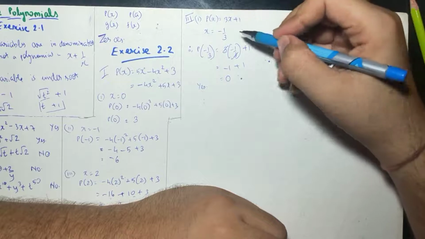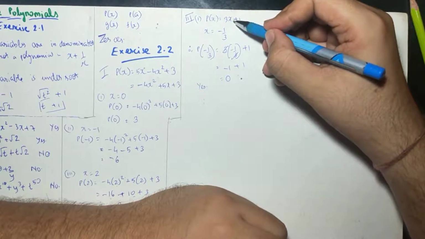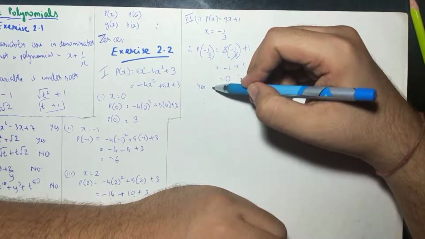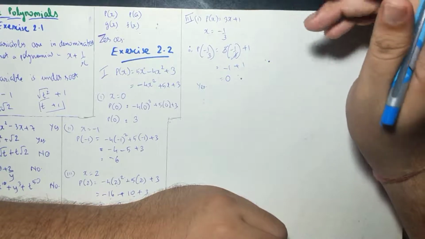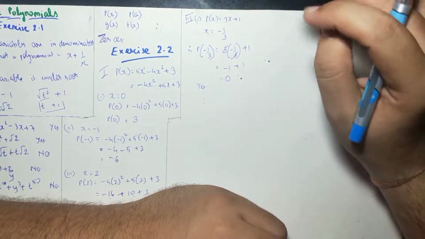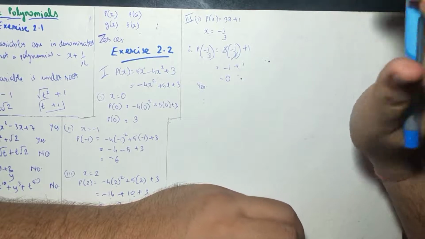Now, if you have seen that video, you can see the degree of this polynomial is 1. There will be only one zero. There will not be another zero. The degree gives us the number of zeros of the polynomial.